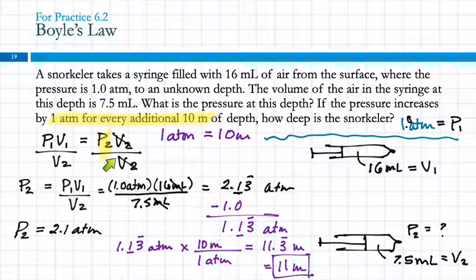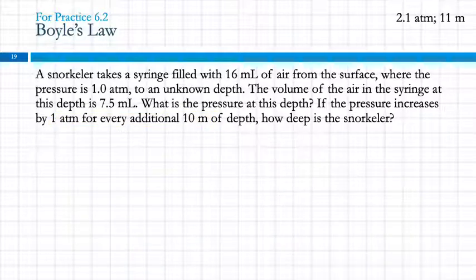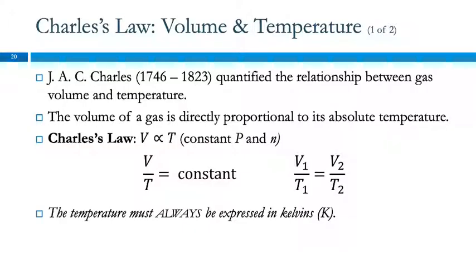So the first part of this is fairly straightforward, although you got to think about this weird thing happening. The second part's a little bit tricky. You absolutely need to be able to do the first part of this question to pass the class. 2.1 atmospheres, 11 meters.